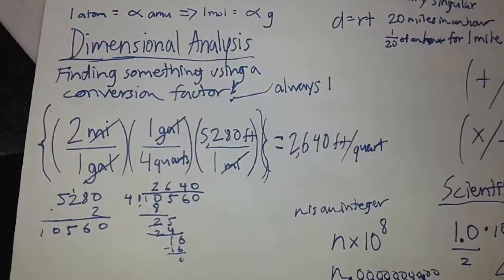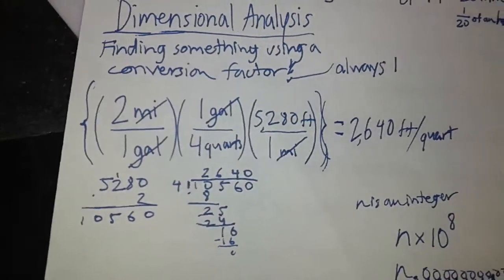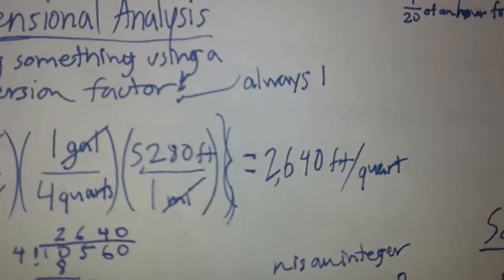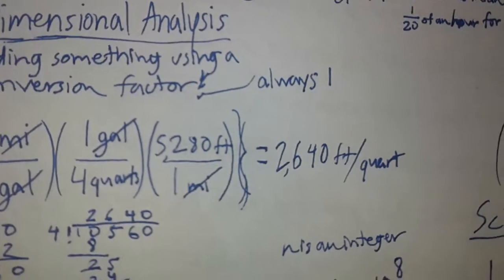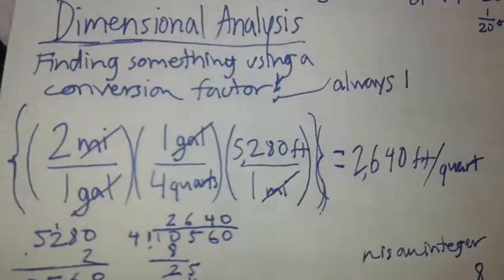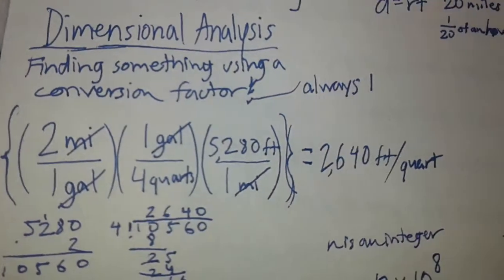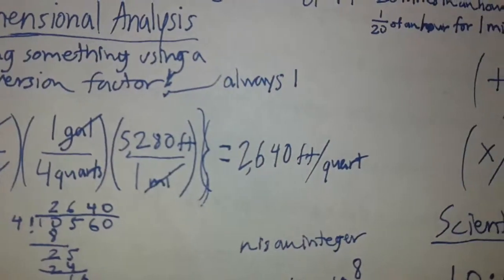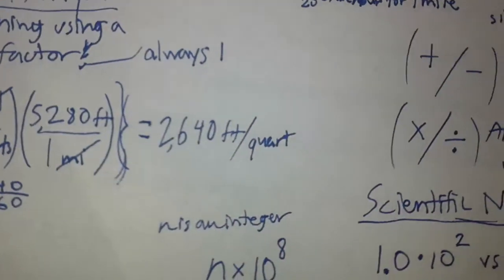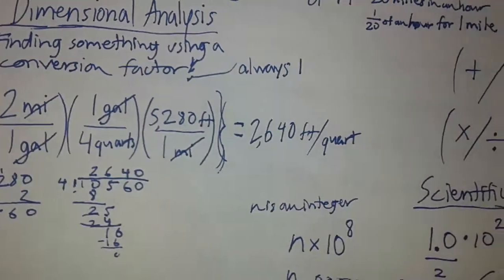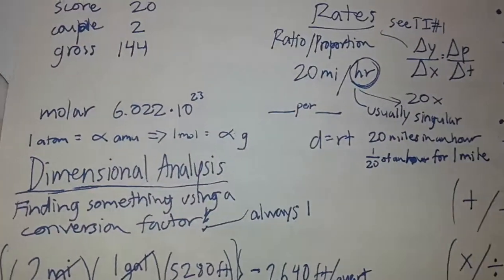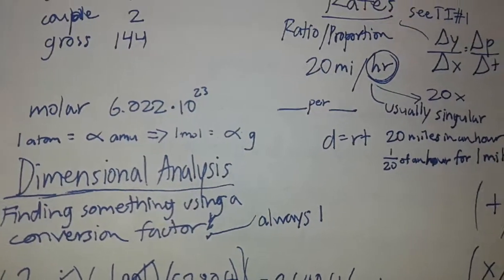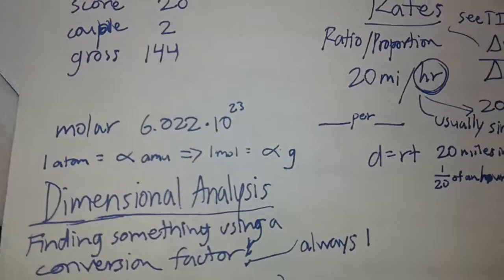So having that down, we can use 2 miles for 1 gallon, and then multiply that by 1 gallon for 4 quarts, and then 5,280 feet in 1 mile. We cancel out the units because conversion factors are 1, basically. We have the same value, and in the same way we cancel out the units to get a new unit based on the proportion. There we go. A molar is a molecular unit or a molecular measurement dealing with atoms.